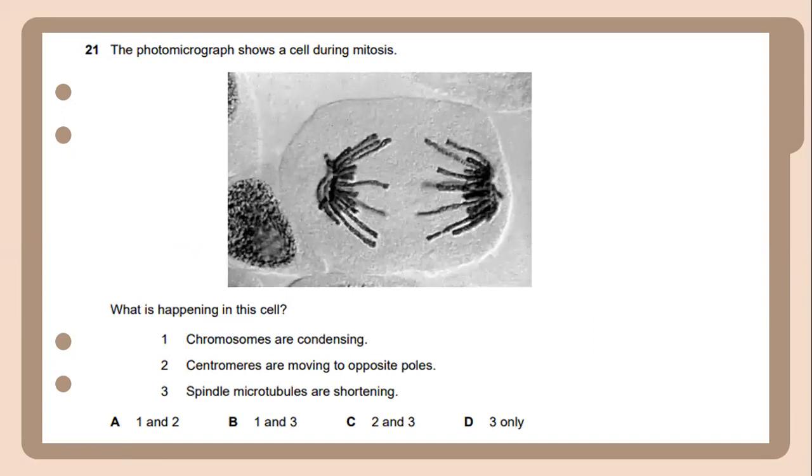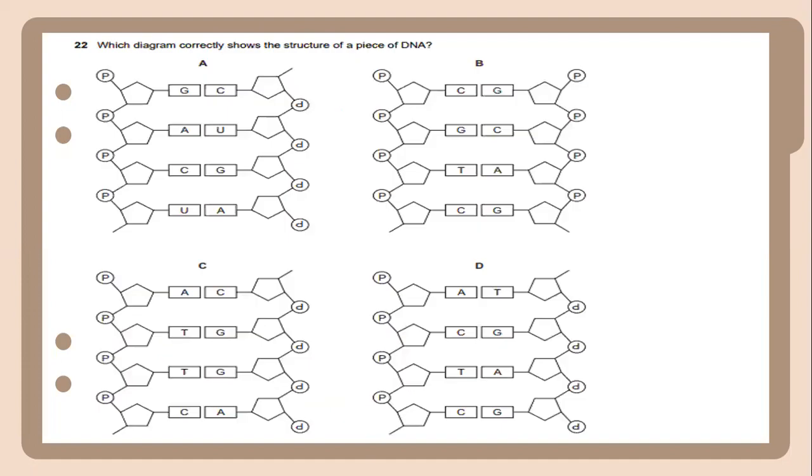The photomicrograph shows cells during mitosis. What is happening in these cells? Chromosomes are condensing, centromeres are moving to the opposite poles, and the spindle microtubules are shortening. The answer will be centromeres are moving to the opposite poles, and spindle microtubules are shortening.